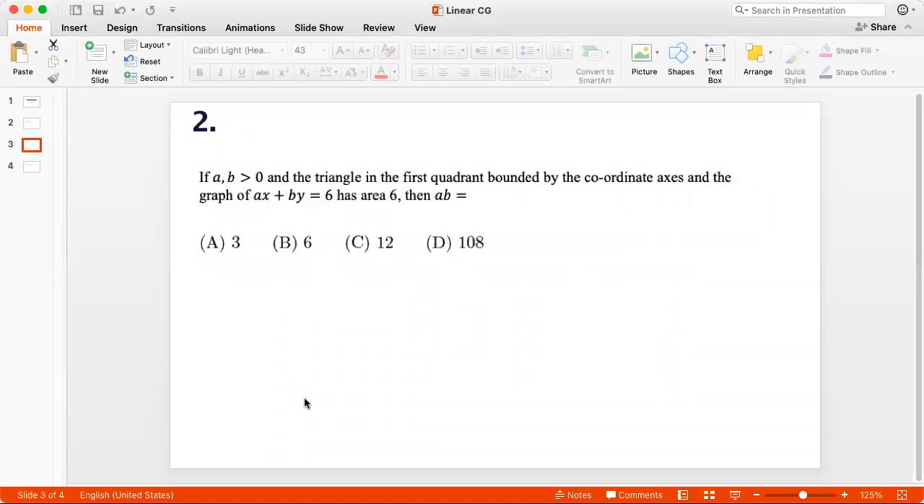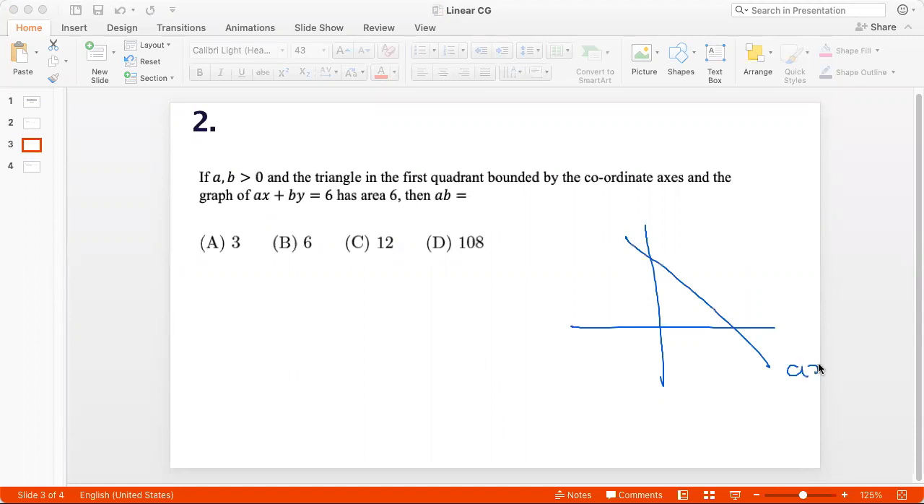Okay, question 2. If a into b is positive and the triangle in the first quadrant bounded by the coordinate axes and the graph of ax plus by equals 6 has area 6, then what is a into b?